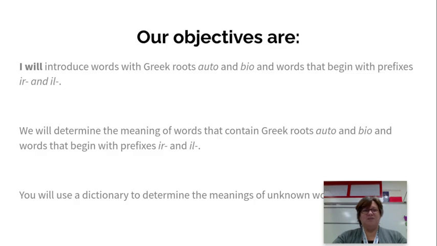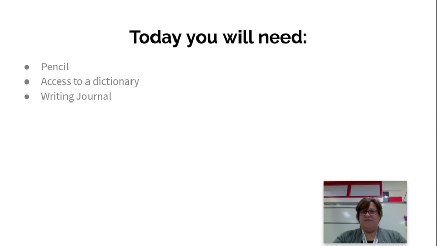Our objectives are: I will introduce words with Greek roots auto and bio, and words that begin with prefixes IR and IL. We will determine the meaning of words that contain Greek roots auto and bio, and words that begin with prefixes IR and IL. You will use a dictionary to determine meanings of unknown words.